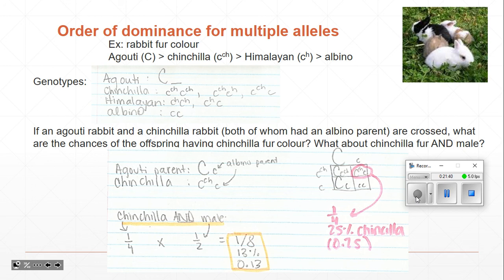And then if I want chinchilla and male, I'll take that 1 out of 4 and multiply it by 1 out of 2. I could make a Punnett square, but I know that for male and female, it's always 1 out of 2. There's only 2 choices. So I go 1 out of 4 times 1 out of 2, and it gives me 1 out of 8, just like the last example did, which is 13%. It's really 12.5%, but rounded it's 13. And as a probability between 0 and 1, it's 0.13.